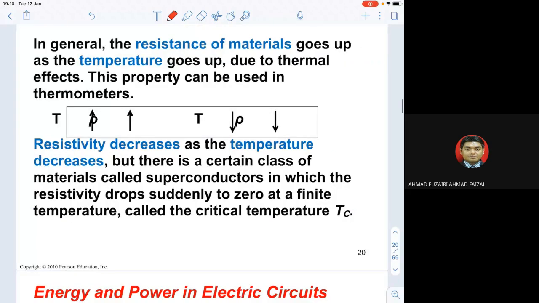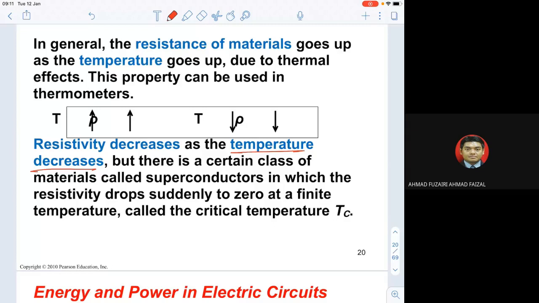In general, the resistance of a material goes up as the temperature goes up due to thermal effects. This property can be used in thermometers. The resistivity decreases as the temperature decreases. The resistivity depends on the material; every material has a different resistivity. So that's why we have insulators, as insulators have a greater value of resistivity compared to conductors.